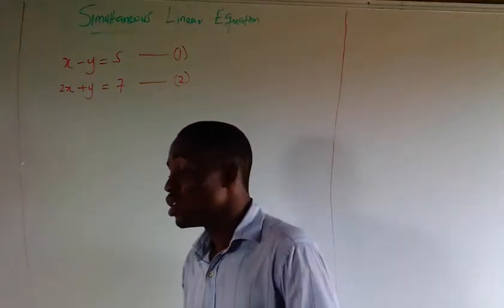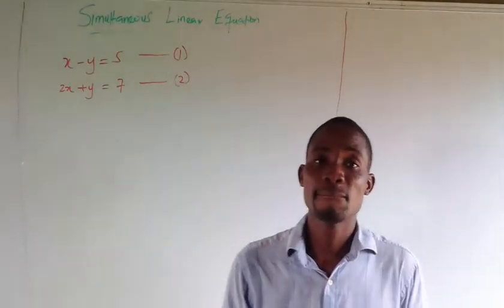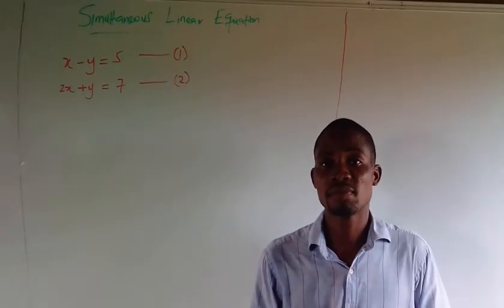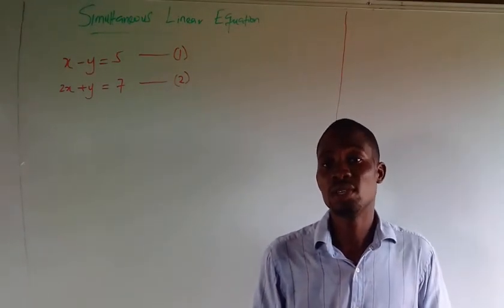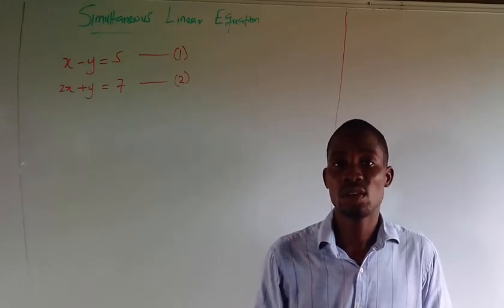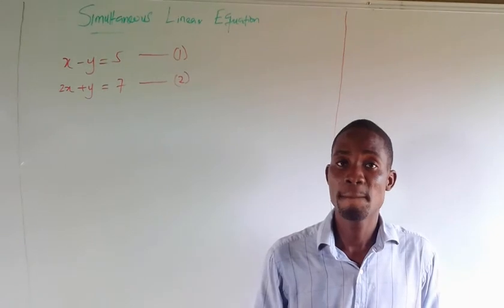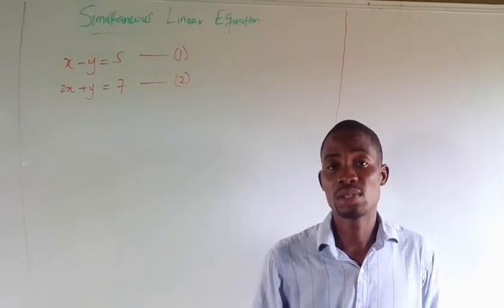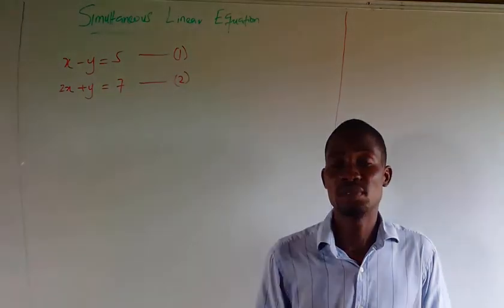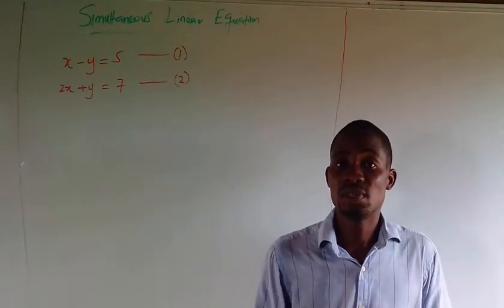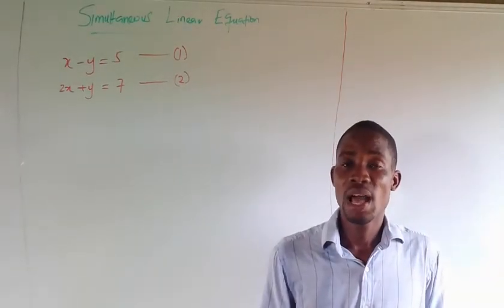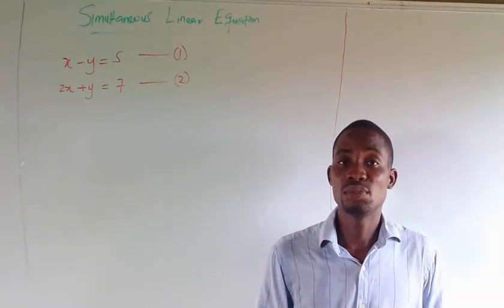Now, the elimination method follows a particular format. In eliminating, the first thing you need to consider is the coefficient of the variable you want to eliminate. If you want to eliminate x, I'll consider the coefficients to see if they're the same. If you want to eliminate y, I'll consider the coefficients to see if they're the same. If they're not the same, I'll make the coefficients the same. Then I'll proceed.